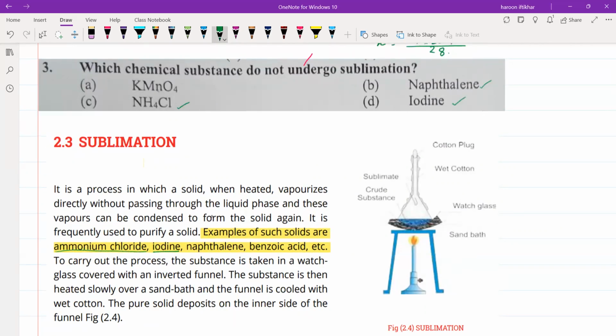We will use the rejection approach. So rejection approach theory says that we will nullify or neglect all the answers that are not suitable. So these three answers are not suitable. So only one answer is suitable, and that is KMnO4.